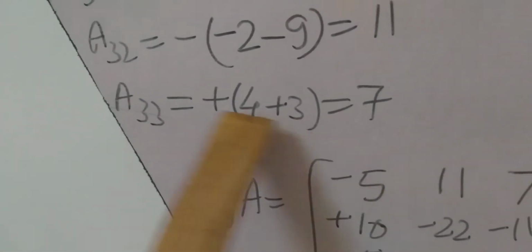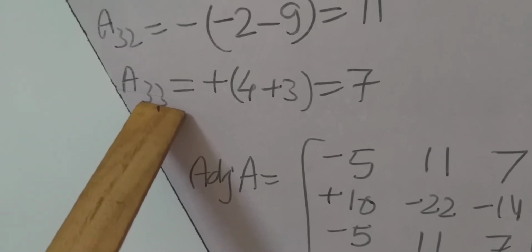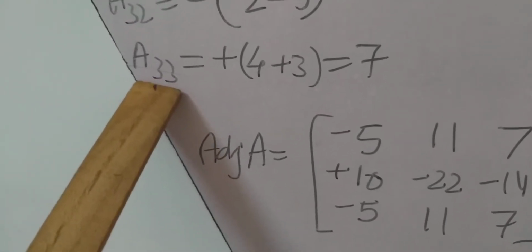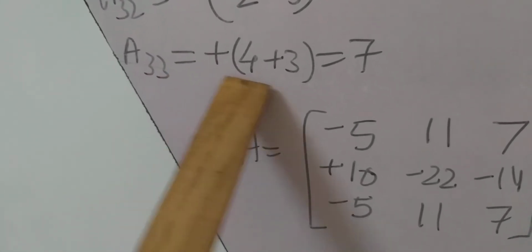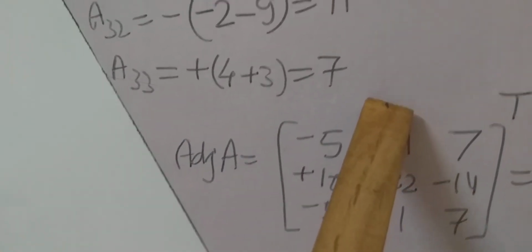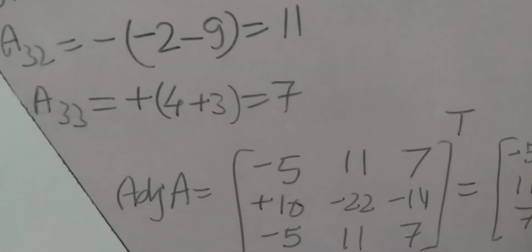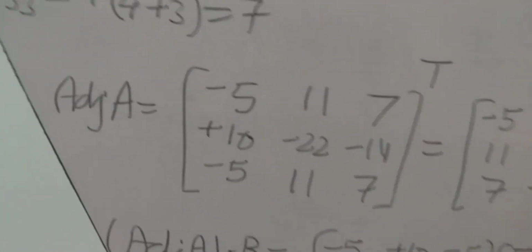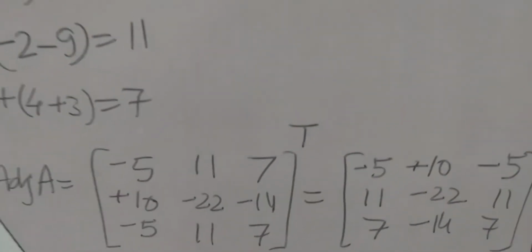So 4 plus 3, student, it is even, the sum of 3. That's why I have put a plus sign. The answer is 7. So these are all the cofactors, student. We have to arrange them properly at their respective places. The cofactor of A11 is minus 5, A12 is 11, A13 is 7.